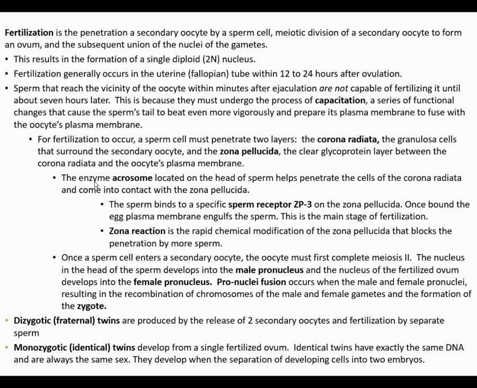Once a sperm cell enters the secondary oocyte, the oocyte must first complete meiosis II. It forms into those 2 cells. And at this point, the head of the sperm will become a male pronucleus, and the nucleus inside of the newly formed ovum will become a female pronucleus. At this point, the nuclei are not fused, and so the chromosomes do not come together. But then they do through the process of pronuclei fusion, and that's what forms our diploid zygotes.